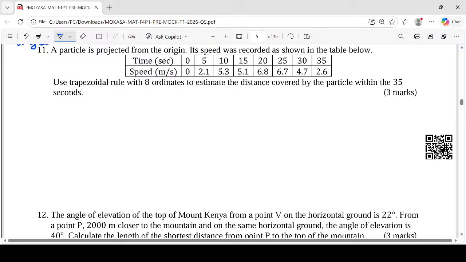Use trapezoidal rule with 8 ordinates to estimate the distance covered by the particle within the 35 seconds.